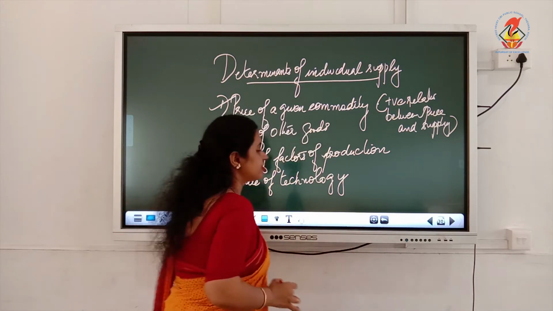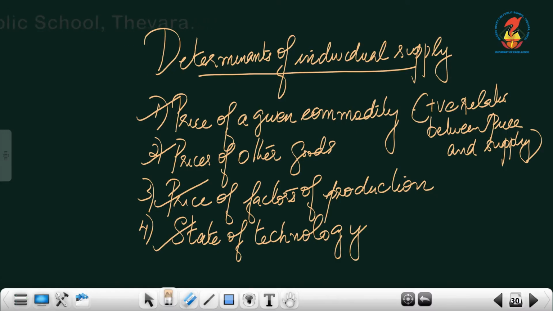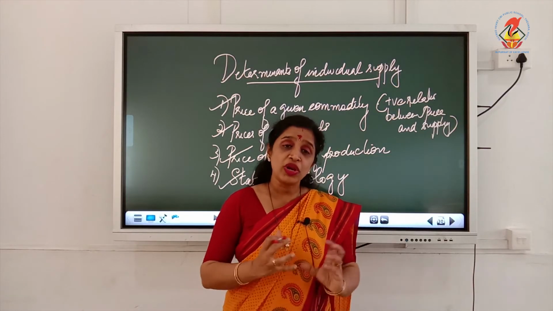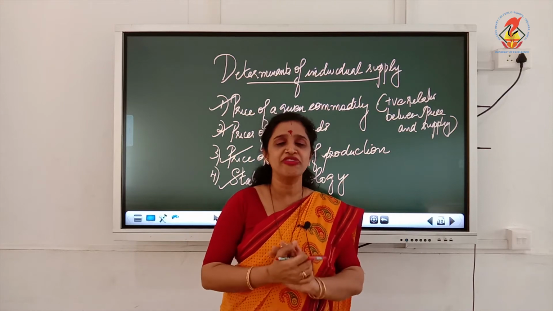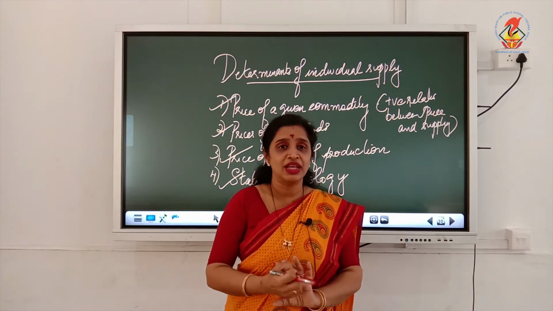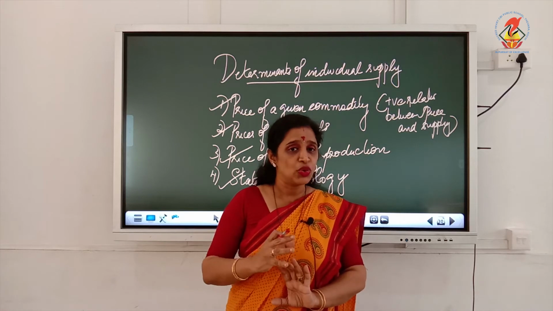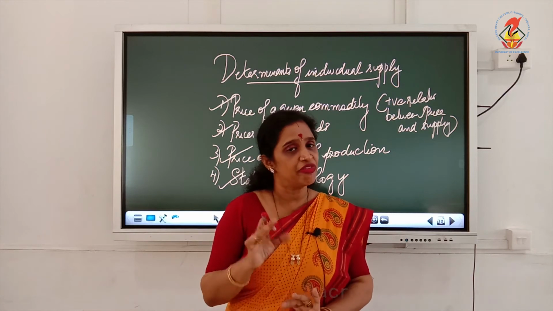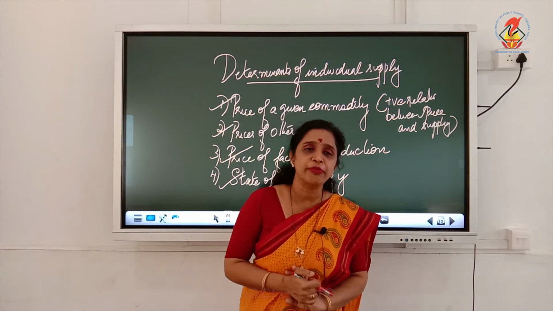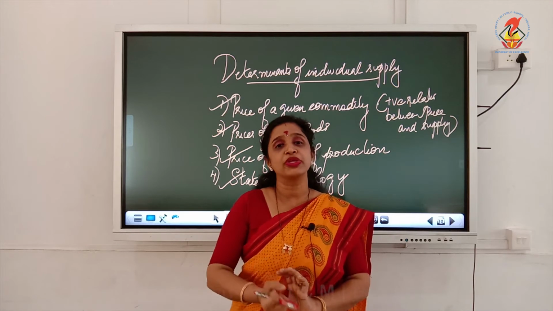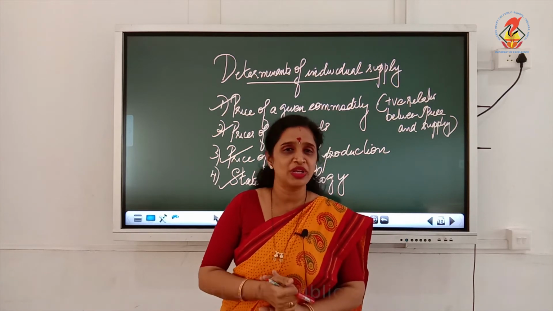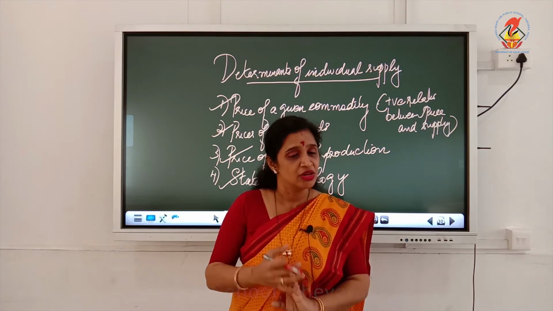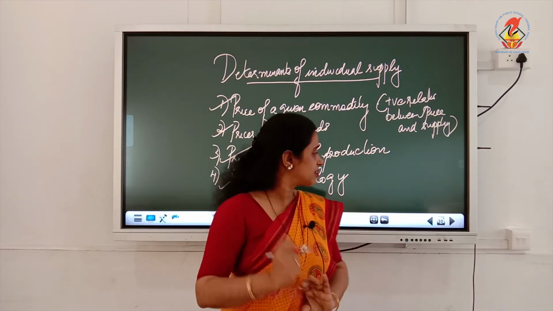Next is state of technology. If the technology is advanced, what is the advantage? Cost of production will be less. More can be produced within a short period of time using less power, fewer labors, etc. So, if the technology is advanced, the producer will supply more. But if the technology is obsolete, what will happen? Only less can be produced with more time, and more labors will be needed to operate the machine, etc. Therefore, if the technology is obsolete, the producer will supply less.